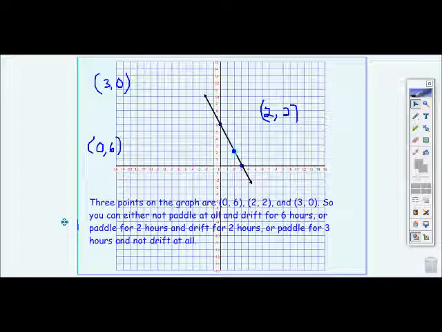So you can either not paddle at all, which would mean you drift for 6 hours, that was when y equaled 6. You can paddle for 2 hours and drift for 2 hours, or you can paddle for a total of 3 hours. You'll get your 12-mile stretch of river, but you will not be able to rest at all. So this is the end of 8.3.